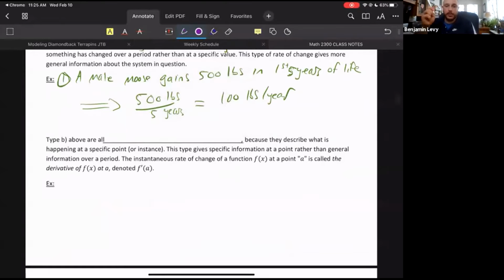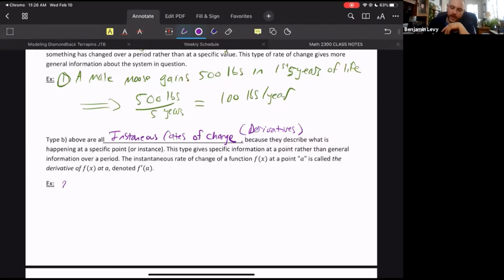So anyway, all those type B things up the top there, that's what we would call instantaneous rate of change. And in calculus, we refer to those as derivatives. So we're building towards this word called derivative, or we're actually going to introduce it right now. But the point is, these things are happening at an instant. It's not what the moose gains over 5 years, it's what's happening right now, right?